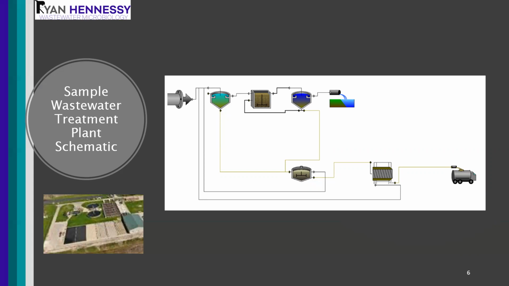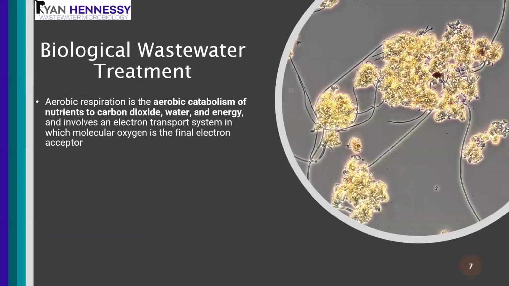We also have some side streams from wasting that are also noted on the diagram. And their importance here is a lot of those side streams are very high in ammonia. And we'll talk about that here in a little bit of extra detail eventually.